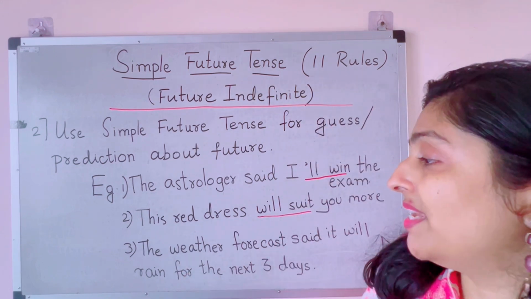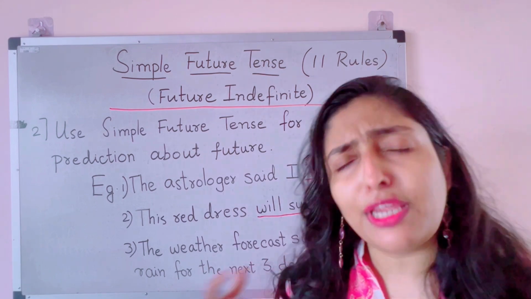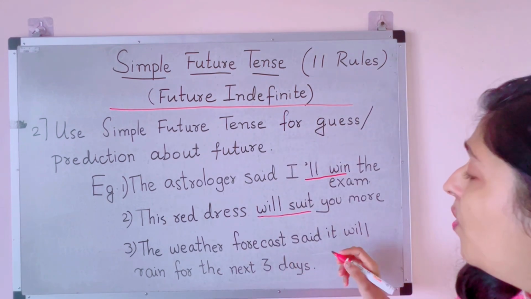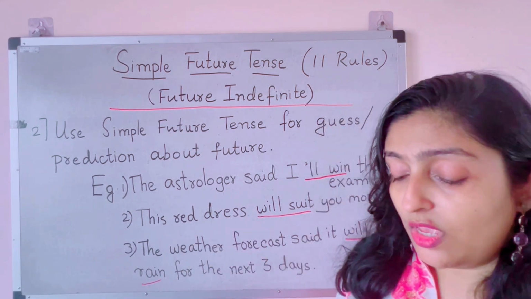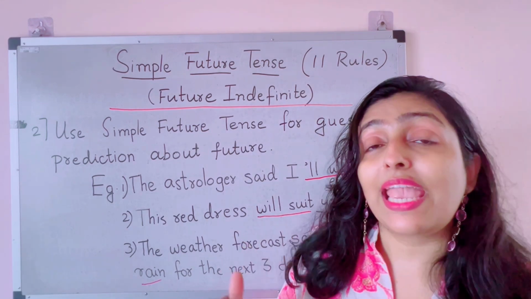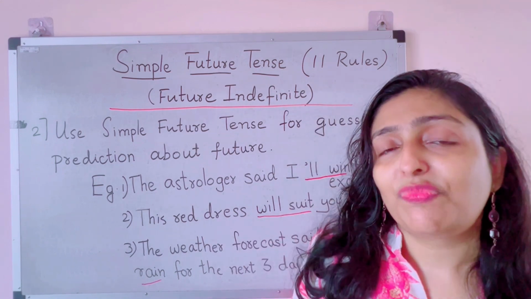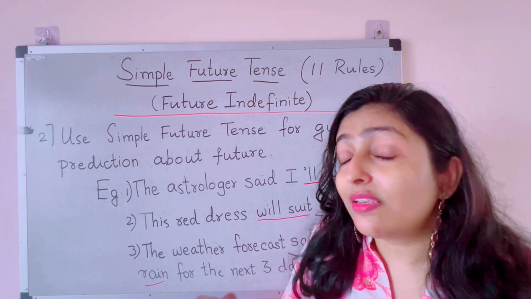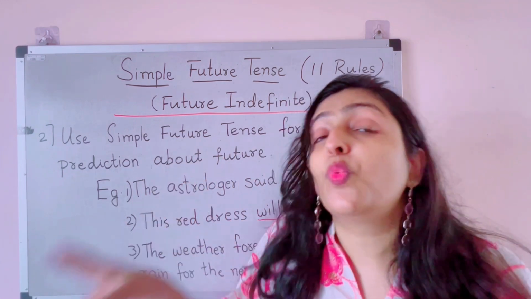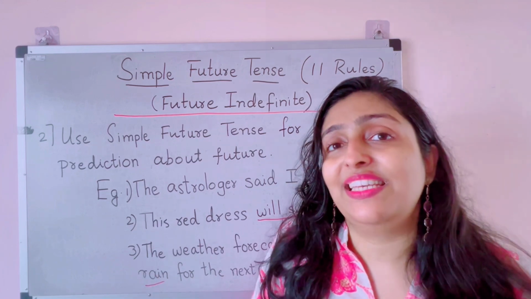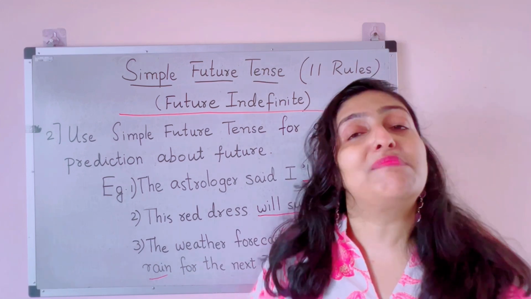Let's move on to the third example. The weather forecast said it will rain for the next 3 days. What's the verb here? Will rain. Rain is the main verb. The weather forecast said that it will rain in the next forthcoming days. So it's a possibility. It's a high feasibility that it can rain, and most probably it will rain. It's a plausibility. So this is a forecast made by the weather department of the government.